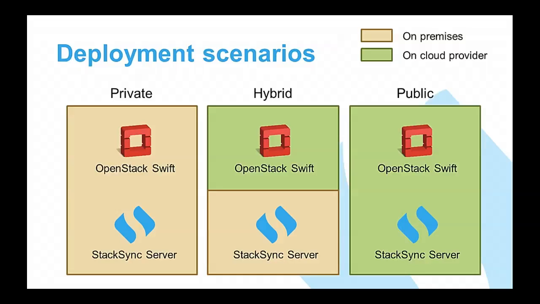Okay, so where can you use StackSync? There are three main deployment scenarios: private clouds, hybrid clouds, and public clouds. In the first one, you have your OpenStack Swift installation, you install the StackSync server, and then you control your data, and your users will be able to access your information, synchronize from different devices, and share information. A second one is a hybrid one. You prefer to have the metadata server, the StackSync server, in your own organization, but delegate the data handling in Swift to a public provider. You can do that. And the third one could be you are a public infrastructure provider.